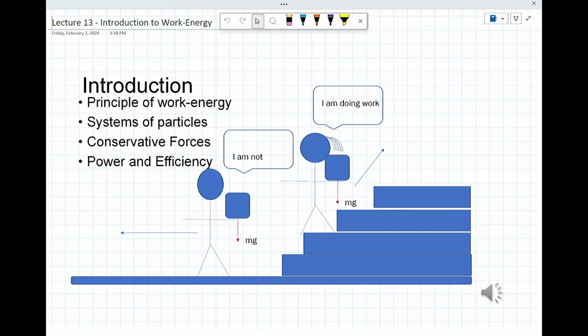Okay, so the last week, last 4 lectures, so 9, 10, 11, 12, we've been talking about forces and acceleration, so Newton's second law. And we're now going to switch a little bit and look at Newton's second law again, but from a slightly different perspective.